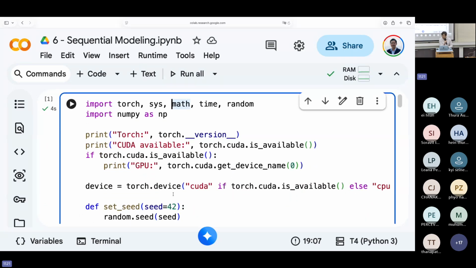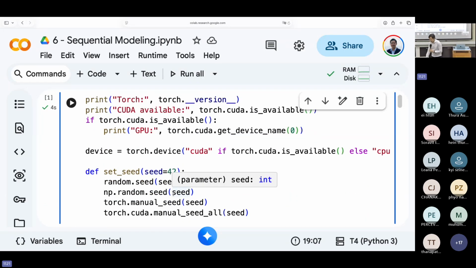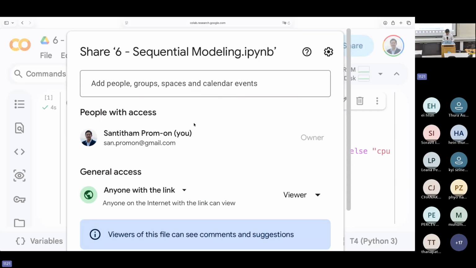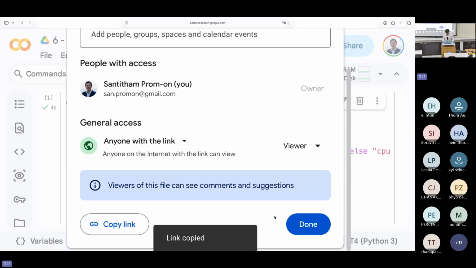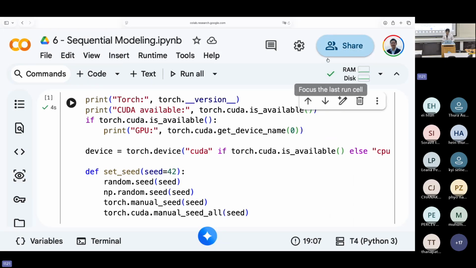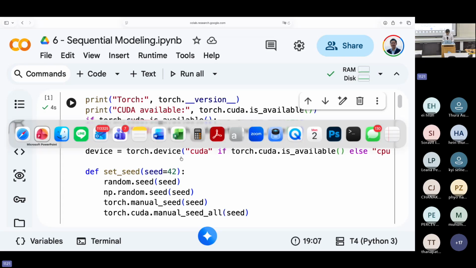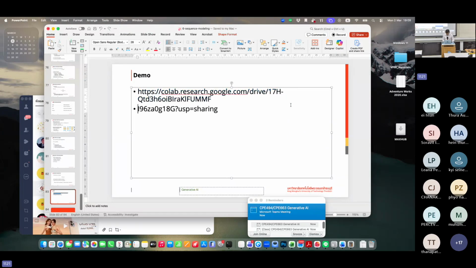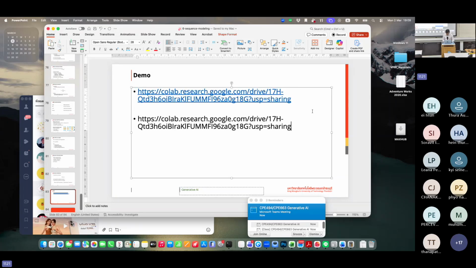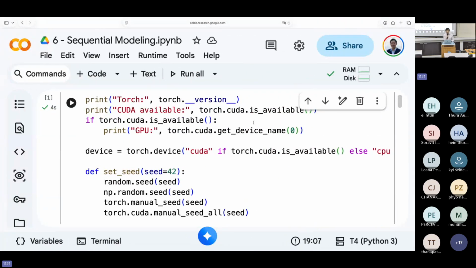Open the Google Colab. Oh, you can't? Okay, let me share that. But I did share the link. Can you access it now? They are the same though. Yeah, it should be. Can you access it? Others, you can, right?